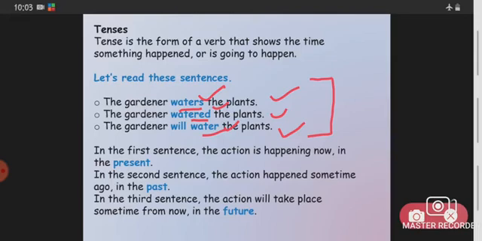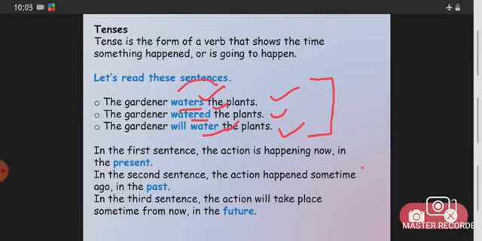In the second sentence, the action happened some time ago, maybe yesterday or day before yesterday. The gardener watered the plants. The plants have been already watered, right? In the third sentence, the action will take place in some time from now. It can be tomorrow, it can be after 5 minutes. It will happen in the future. The gardener will water the plants.